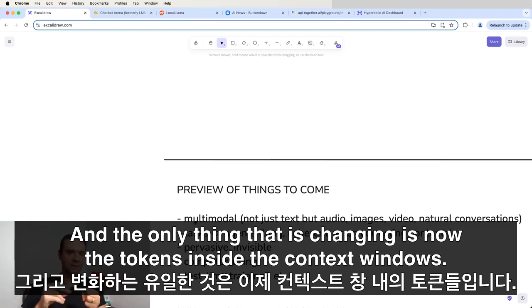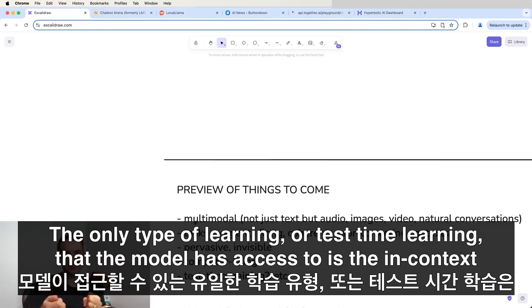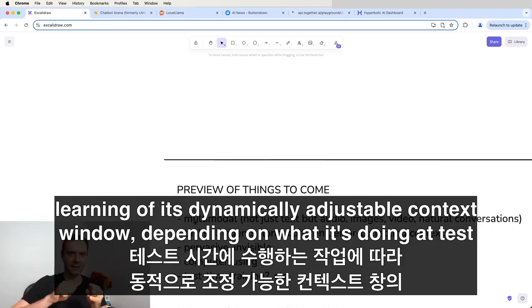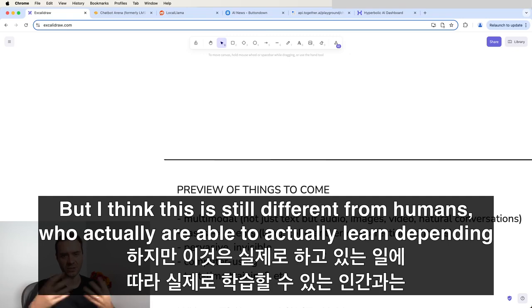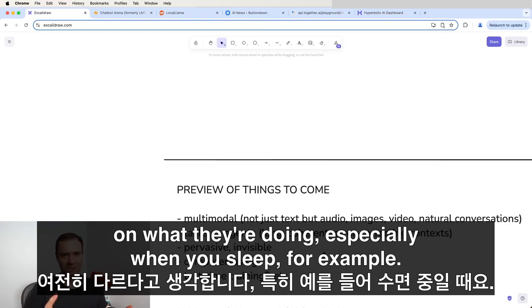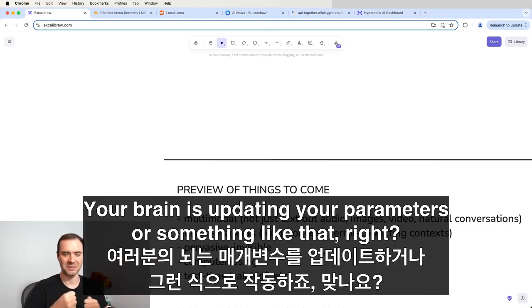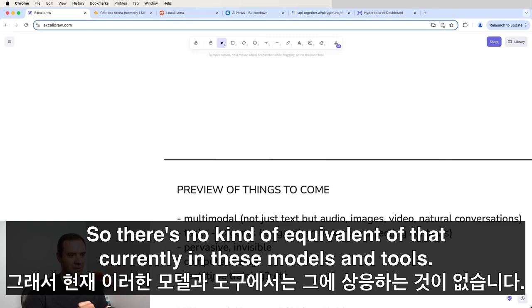And so the only type of learning or test time learning that the model has access to is the in-context learning of its dynamically adjustable context window, depending on what it's doing at test time. But I think this is still different from humans who actually are able to learn depending on what they're doing, especially when you sleep, for example, your brain is updating your parameters or something like that, right? So there's no kind of equivalent of that currently in these models and tools.